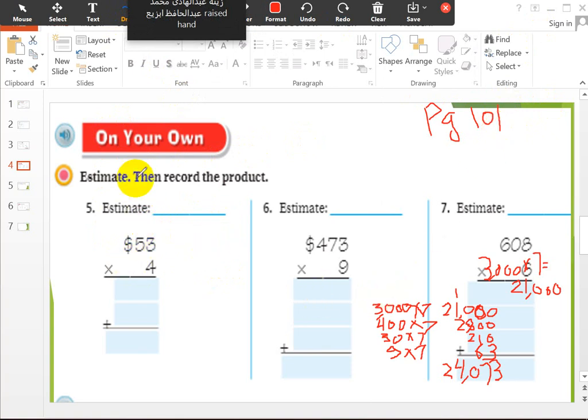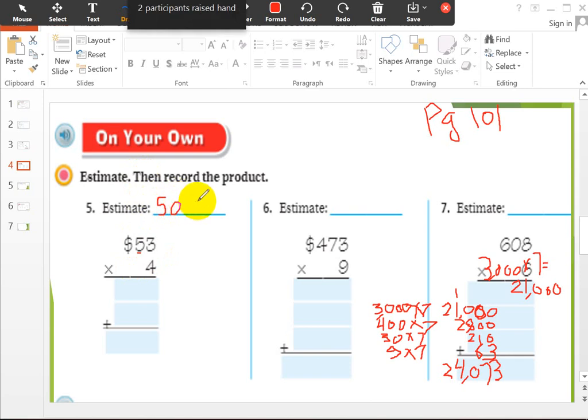Now, if I want to find the product, the first thing I will do is estimate to know the answer. So I will round 53 to the nearest ten, because I have the tens here. Before the tens I have 3. 3 is less than 5, so I will keep the same 5 in the tens place, and the digit here will be 0. So it will be 50 multiply 4.